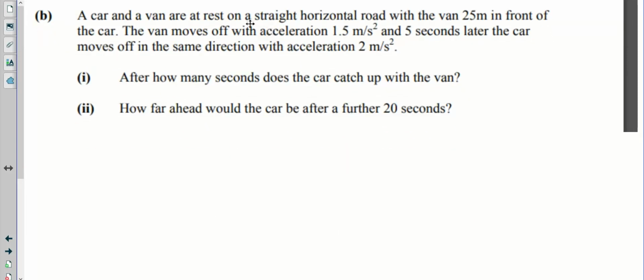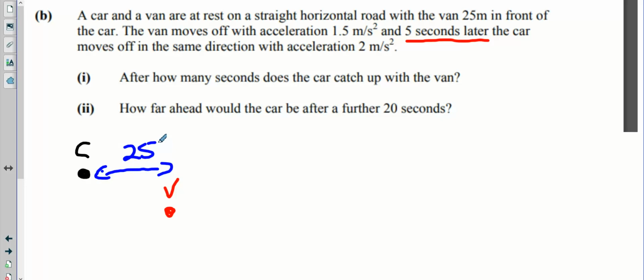Now, okay, a car and a van at rest on a straight horizontal road, with the van 25 meters ahead. So look, we're going to draw ourselves a little diagram here. Here's your car, and here's your van. Somebody wrote down the times are equal. No, they're not. It clearly says one of them starts 5 seconds later. So the times are not equal. Now, what we have is your initial 25, and a lot of you forgot about that initial 25 distance. Just forgot completely about it.